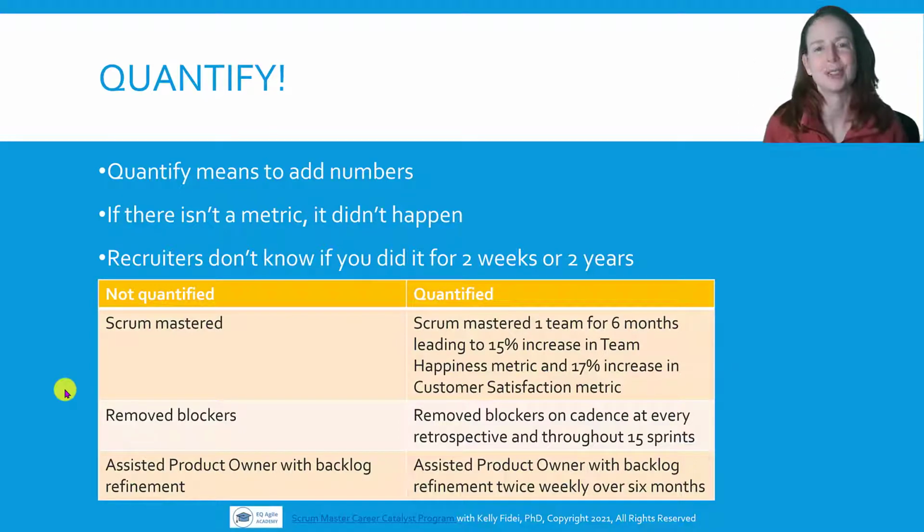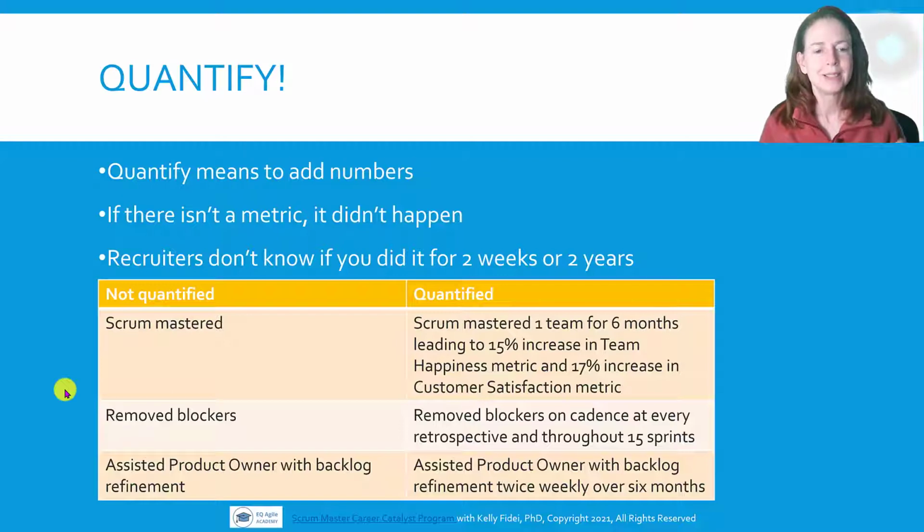It's a huge difference. Removed blockers is another non-quantified example. So let's make it better. Removed blockers on cadence at every retrospective and throughout 15 sprints. Boom. You've got a number. So it's really easy to tell if your language is quantified or not. It's if you have a number in there or a percentage.